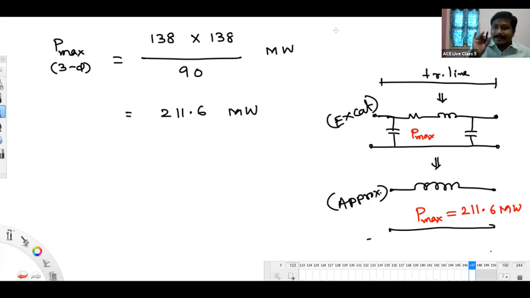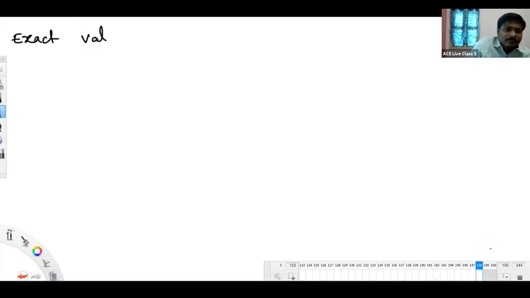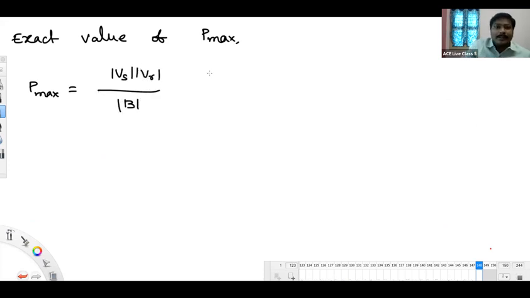So I'll write here. Kindly follow it in the next slide. Exact value of maximum power transfer capacity will be: look at the equation. Mod Vs mod Vr by mod B, minus mod A by mod B mod Vr square cos of beta minus alpha.